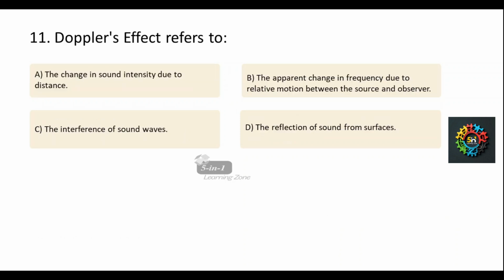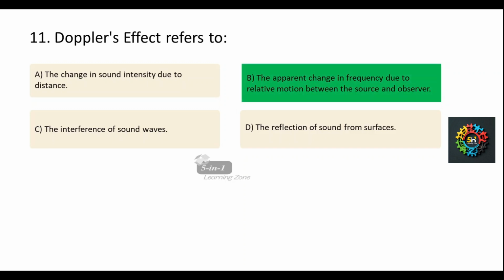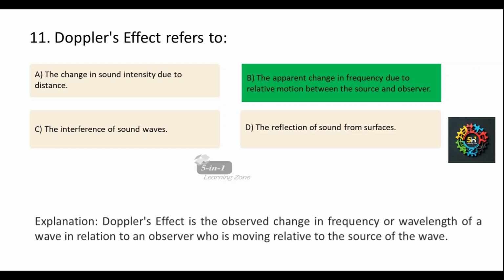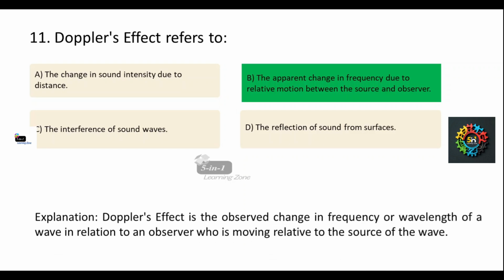11. Doppler's effect refers to? Answer. B. The apparent change in frequency due to relative motion between the source and observer. Explanation. Doppler's effect is the observed change in frequency or wavelength of a wave in relation to an observer who is moving relative to the source of the wave.